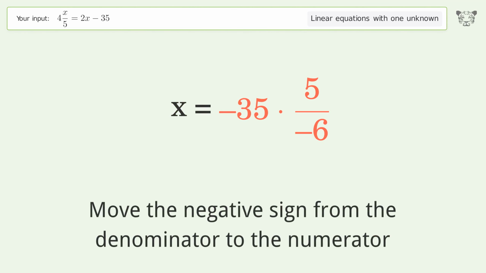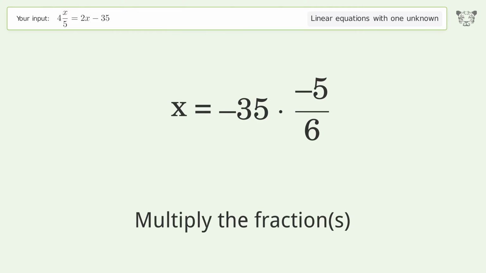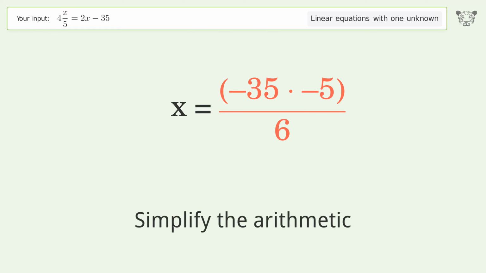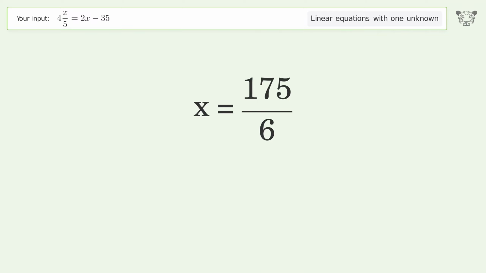Move the negative sign from the denominator to the numerator. Multiply the fractions. Simplify the arithmetic. And so the final result is x equals 175/6.